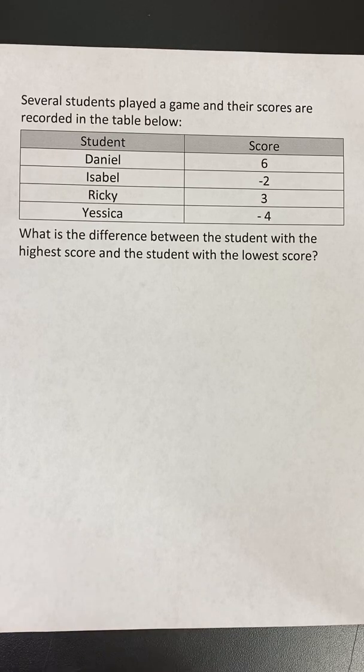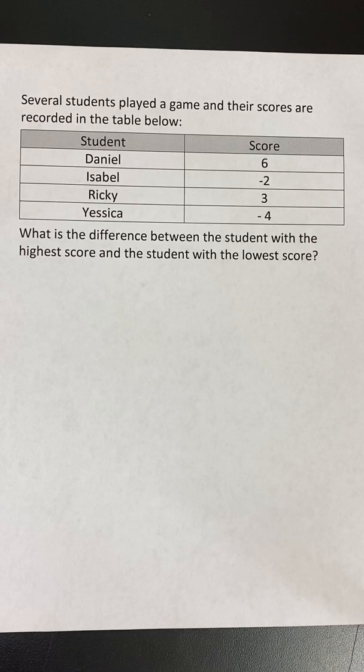All right, so first thing we're going to do is read this problem. It says several students played a game and their scores are recorded in the table below. So we have Daniel, Isabel, Ricky, and Jessica. They have 6, -2, 3, and -4 points. Our question says, what is the difference between the student with the highest score and the student with the lowest score?